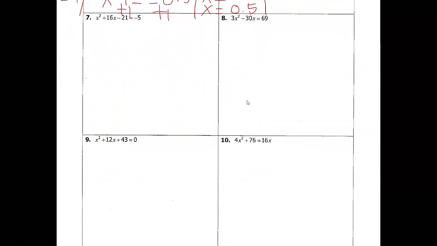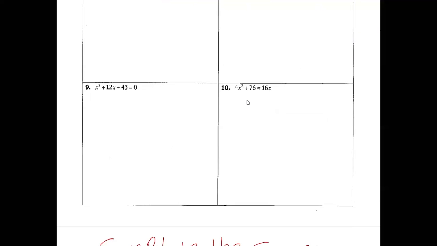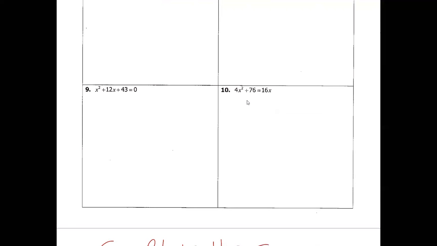I'm going to skip 7 and 8. 7 works out okay, though your answers are decimals. 8 works out okay too, but you get decimals as well. But I wanted to look at 9 and 10 because we're actually going to get imaginary solutions. So maybe I'll at least do number 9. Like I said, you want to get it in that form, so you would subtract the 43.